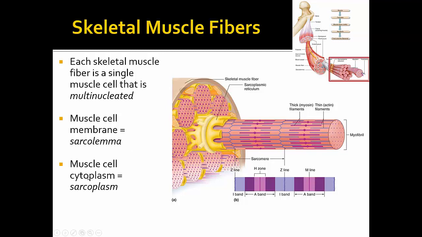The muscle cell cytoplasm is the sarcoplasm. The sarcoplasm is full of mitochondria because muscle cells need a lot of energy, and it's also full of myofibrils. Sarcoplasm contains abundant myofibrils. The myofibrils are the contractile proteins in the muscle cell. I'm going to talk more about them on the next slide. I also want to point out the sarcoplasmic reticulum, which is the muscle cell's corresponding part to the endoplasmic reticulum, and its role is to store calcium for muscle contraction.